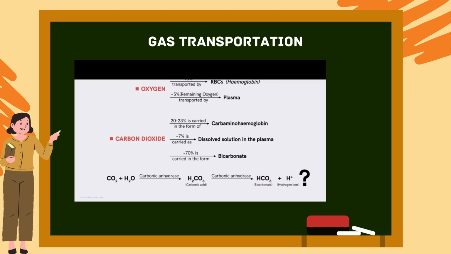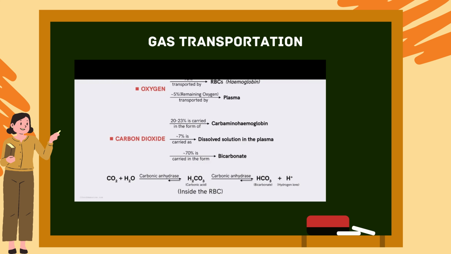And where does this happen? The conversion and the transports are all carried out in the RBC itself. That's right. The enzyme is present in the RBC and converts the carbon dioxide and water reversibly into bicarbonate and hydrogen ions. So the majority of the carbon dioxide is transported in the form of bicarbonates, but we do not exhale bicarbonates. So how does this system work? How is carbon dioxide made available during exhalation?